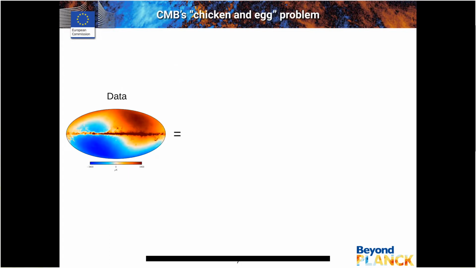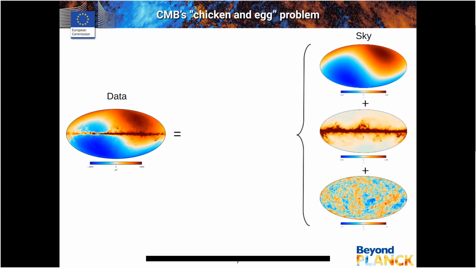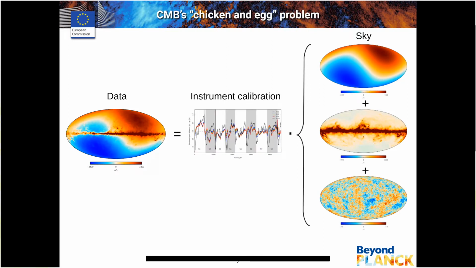So one of the reasons that we used iteration is that it's such a powerful tool in this case is this so-called chicken and egg problem that we see in the CMB field. So especially on full sky satellite experiments, the data is basically this sky signal, so the various sky components, so the dipole and the foregrounds and the CMB, convolved with your instrument calibration. And so that's basically at the very simplest form. That's how the data looks.